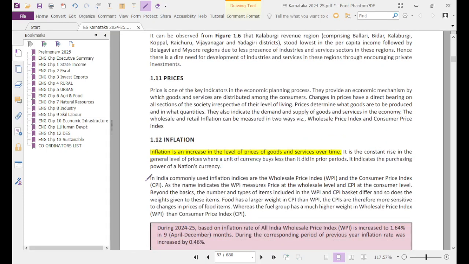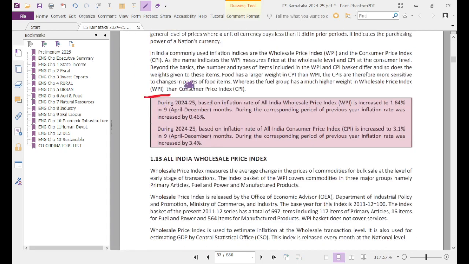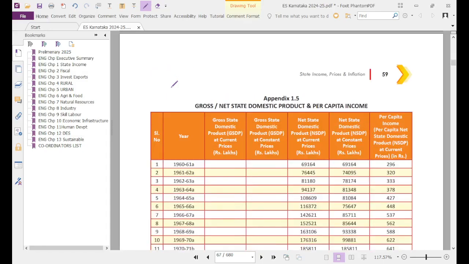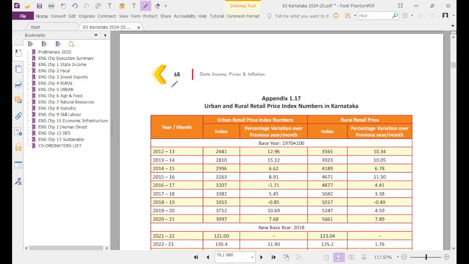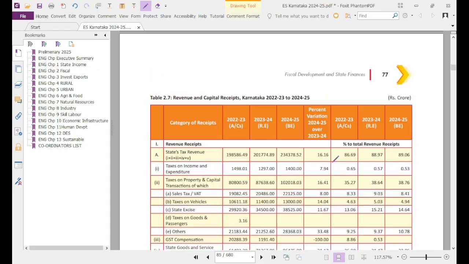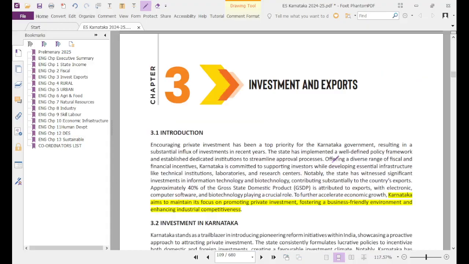Inflation is an increase. Of course, there is some talk about inflation, and how the wholesale price index and the consumer price index are seen with respect to India's case. That is given, and we don't have to get into these stats because they are not very important for us. In the second chapter, there is some talk about fiscal development and state finances. We also discuss the fiscal responsibility act, everything at a high level, so we'll quickly skip that part. A lot is being talked about, and we don't want to dwell on that more.